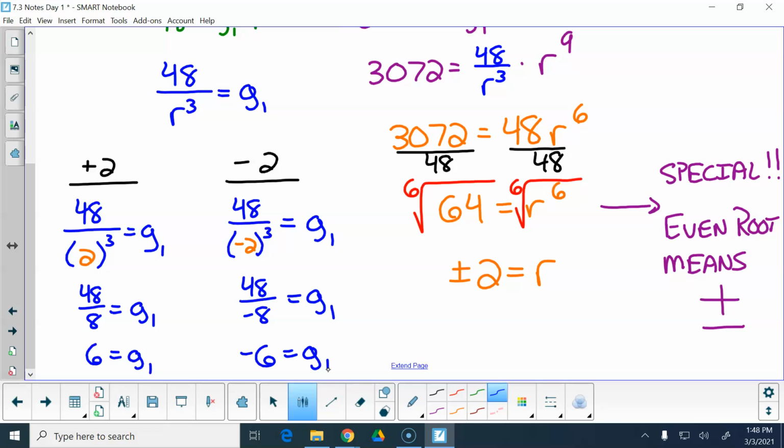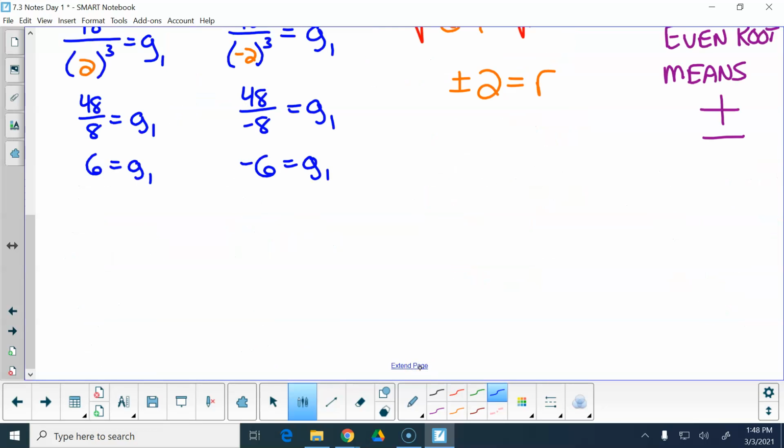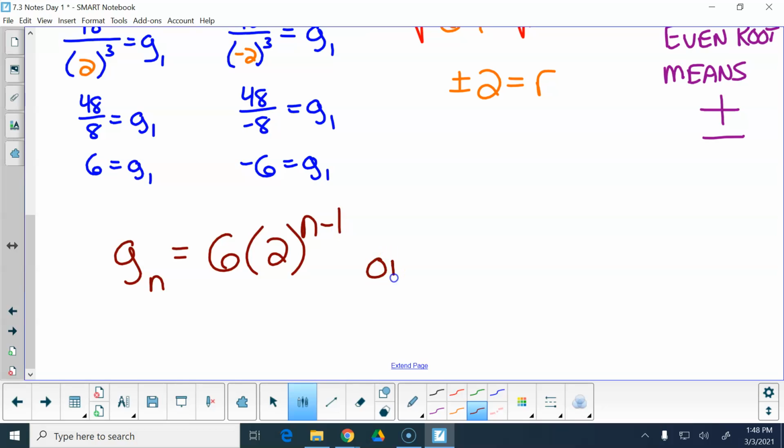So this special case, anytime you take an even root, that's going to produce 2 rules. And both rules would work given the 2 terms that we were given. Could you write them differently? No. Because if you switch them around, if you had positive 6 with a negative 2 as your r value, then it doesn't work out.